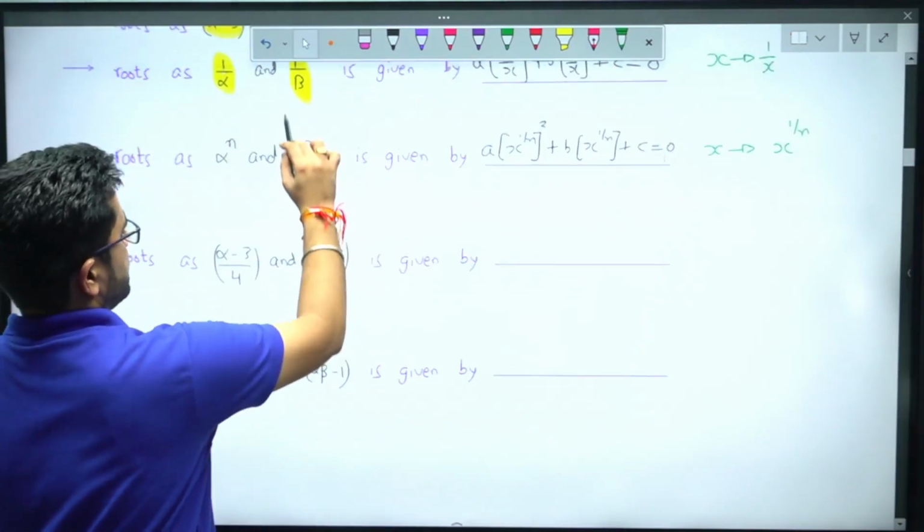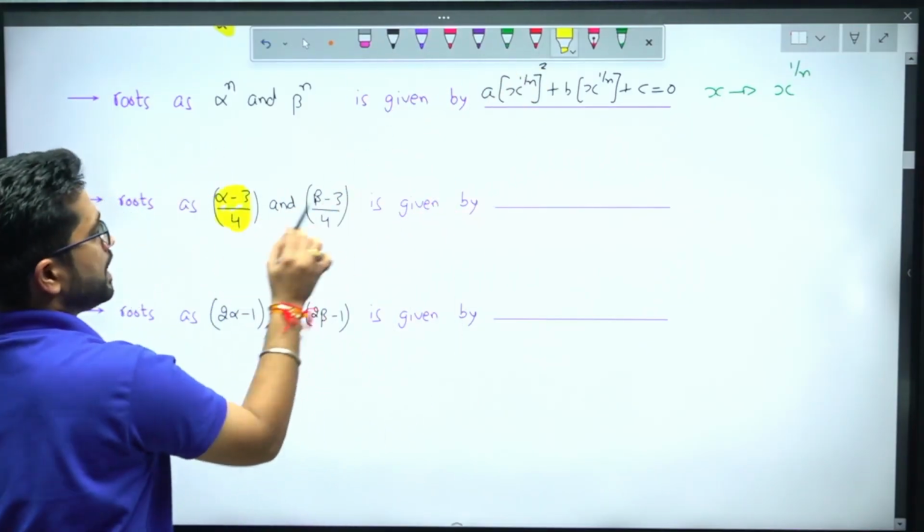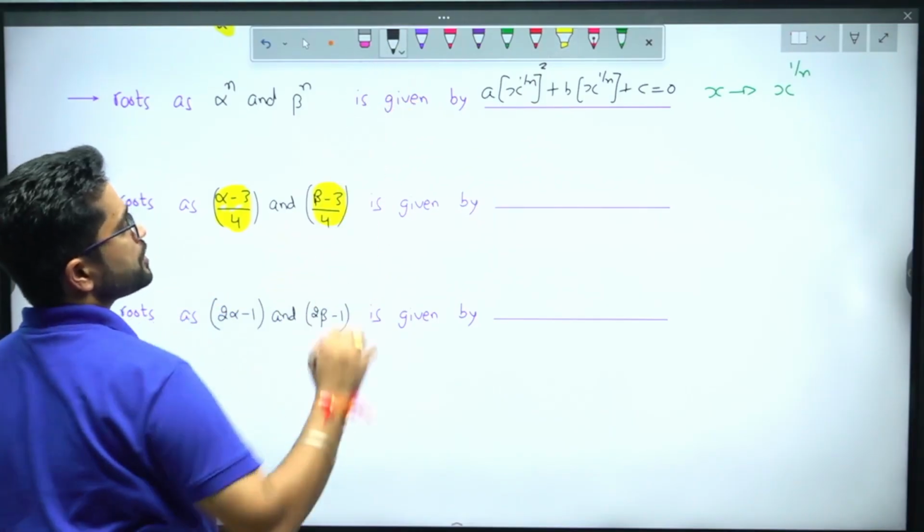In the next case, roots are alpha minus 3 by 4 and beta minus 3 by 4. What would be the main equation?